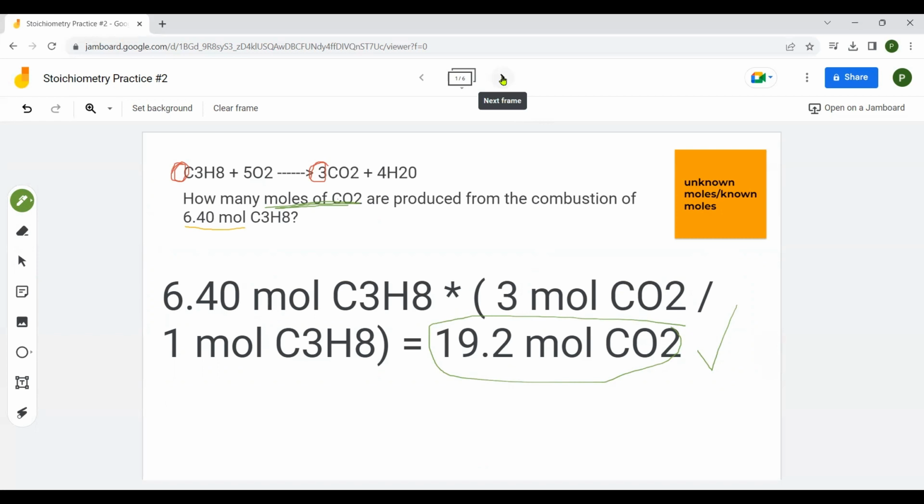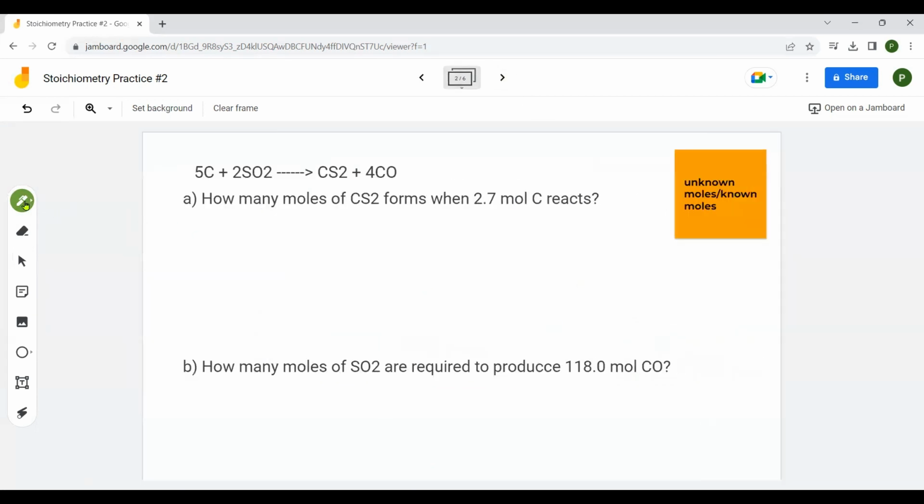We're going to start number 2. Again, with these problems we are just focused on moles, so there's no need for conversion, and we're just going to jump right into it. So this question is asking us how many moles of CS2 forms when 2.7 mole of carbon reacts. So first, we should always check that our equations are balanced. A quick glimpse over this equation will tell us, yes, that it is balanced. So we can go ahead and start solving.